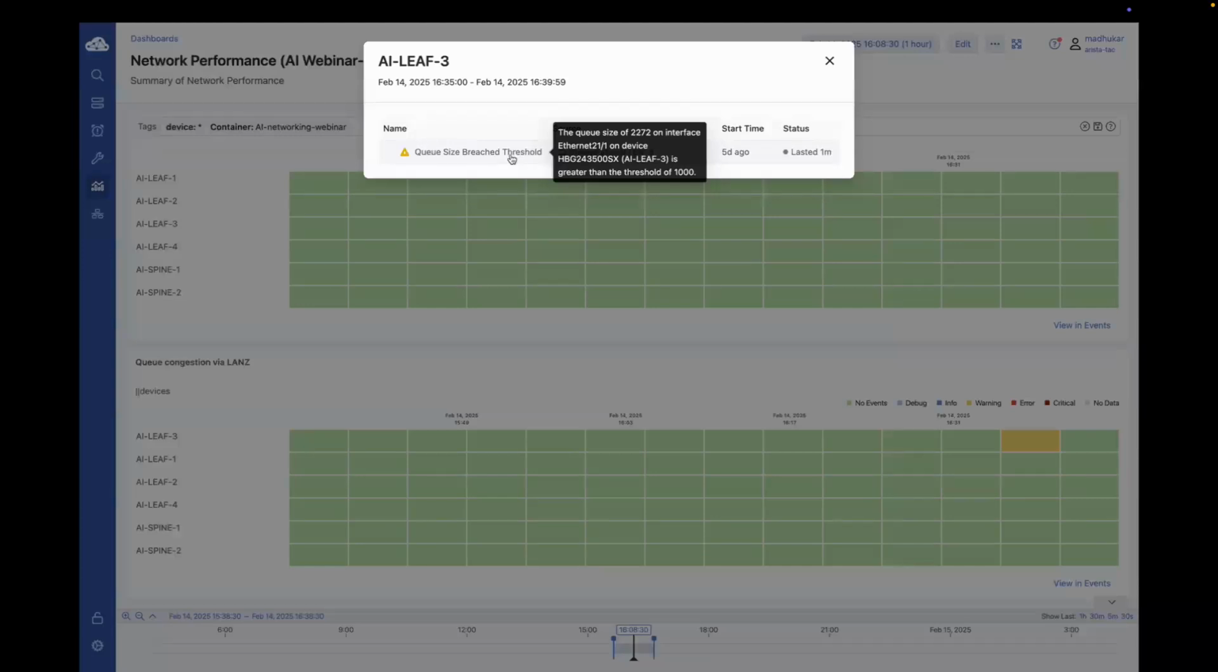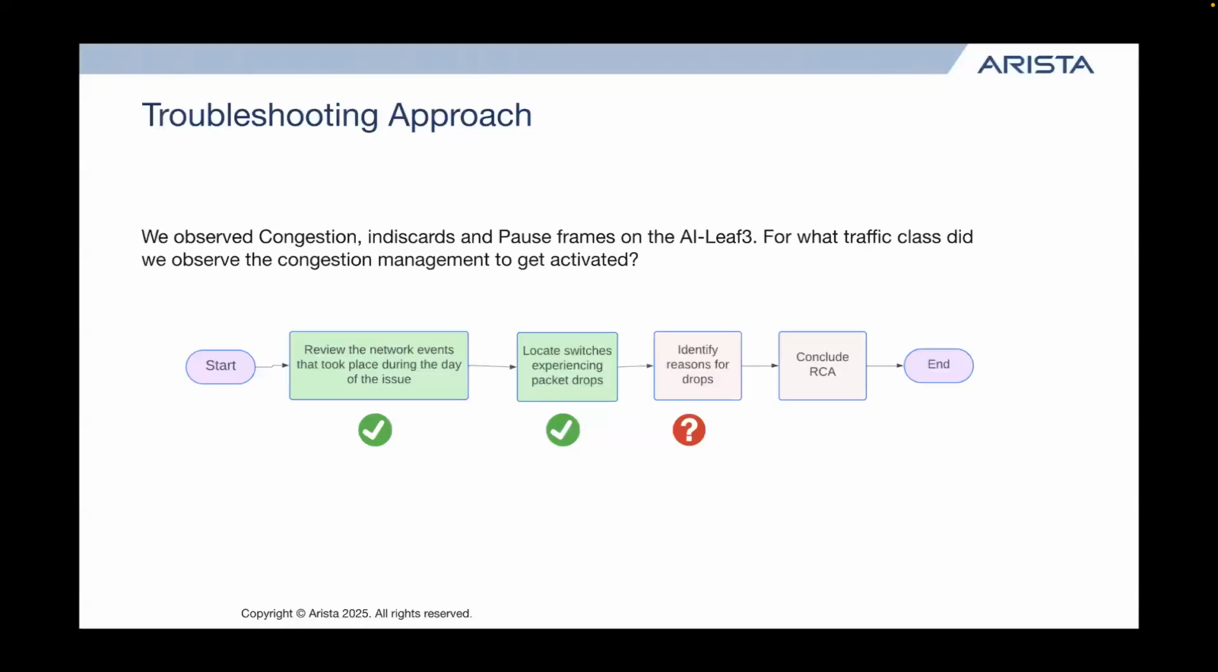Now, this is not new since the customer had mentioned alerts for packet drops, but we need to confirm if this was impacting any of our AI workloads, or what traffic class the pause frames were being observed for, and for what traffic class we were seeing the congestion happen as well. And that will help us explain why these packet drops were being observed. And for that, let's take a look at the CLI session on the AI leaf 3. And we are going to check for the LANZ output.